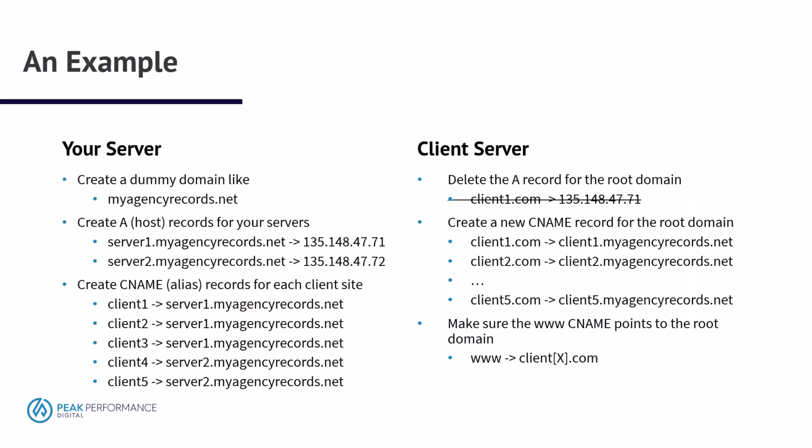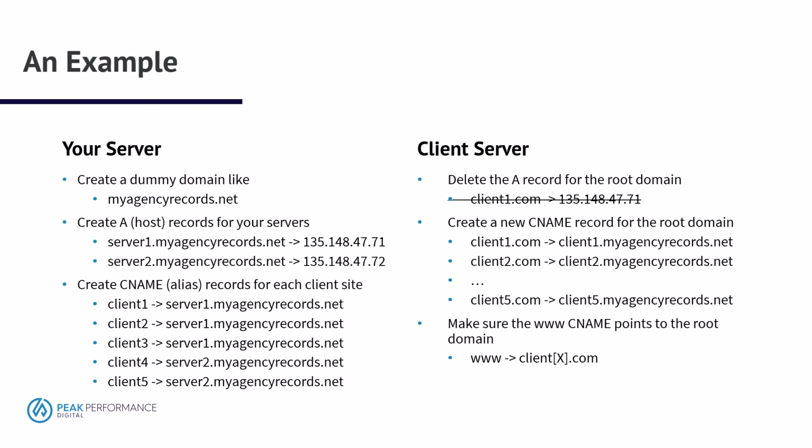So to set this up, you would need to do things on both your server and the client server. On your server, you start by creating a dummy domain, something like myagencyrecords.net, and this is what's going to hold all the records for your clients and for your servers. You'll create A records, which are host records for your servers, so things like server1.myagencyrecords.net will point to 135.148.47.71, etc. Then you would create CNAME alias records for each of your client sites. Something like client1.myagencyrecords.net would point to server1.myagencyrecords.net, client2.myagencyrecords.net would point to server1.myagencyrecords.net, etc., until you have all of your clients on there pointed to the records for all of your servers.